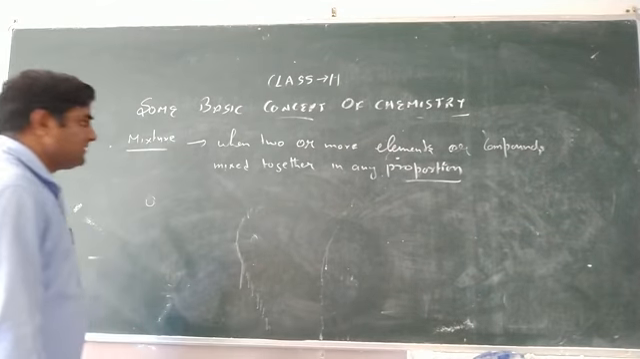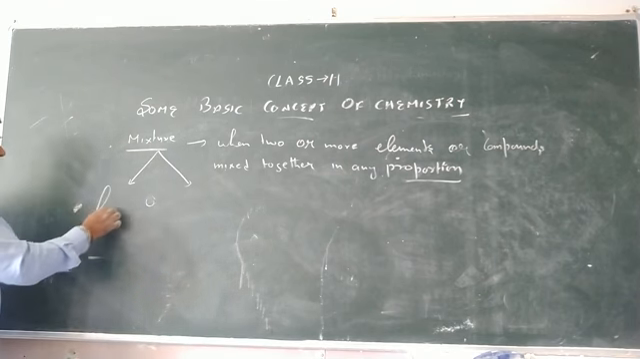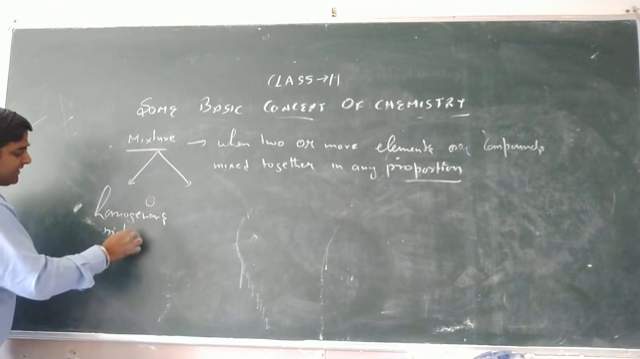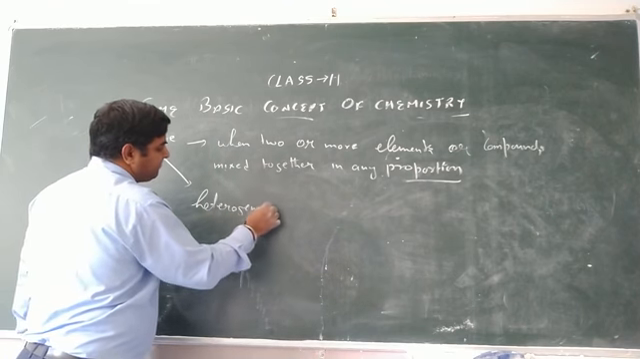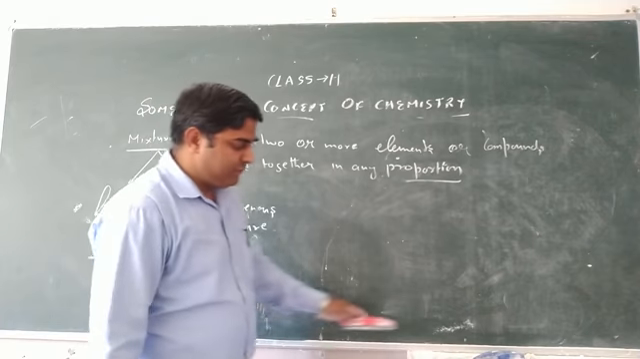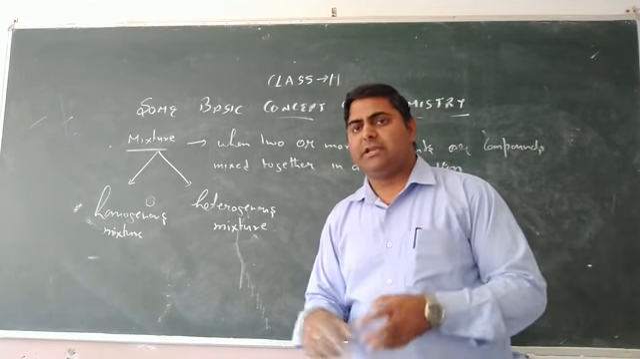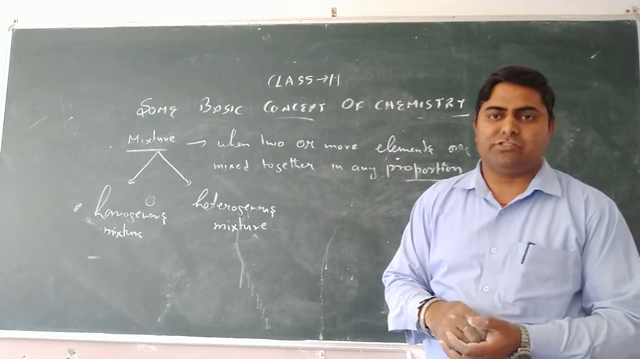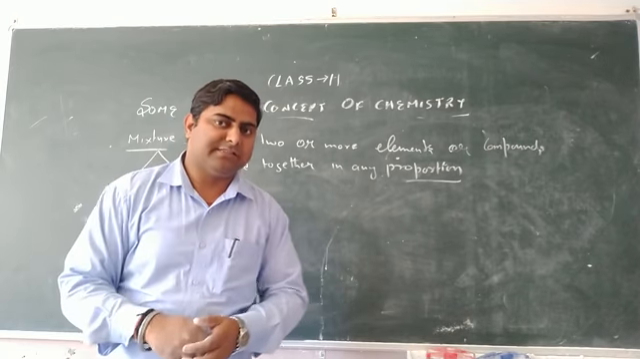So these are mixtures. Now we have two kinds of mixtures. One is called homogeneous mixture, and second is known as heterogeneous mixture. Homogeneous mixtures are those which have a uniform composition throughout. What is the meaning of uniform composition? It means if we take a mixture from any side, it has the same composition. Means the amount of the substances at all these sides remains the same.